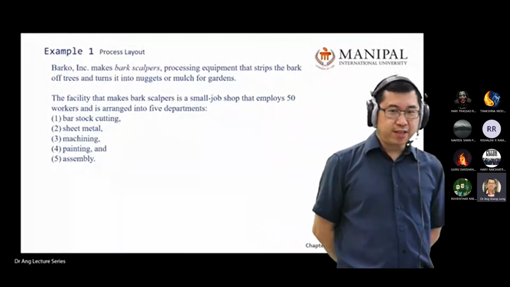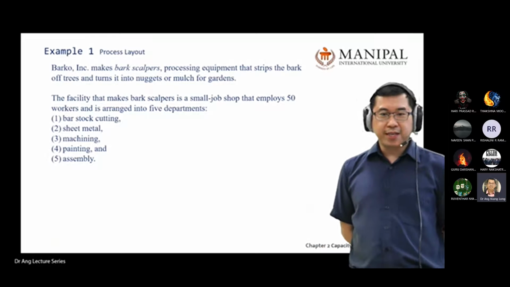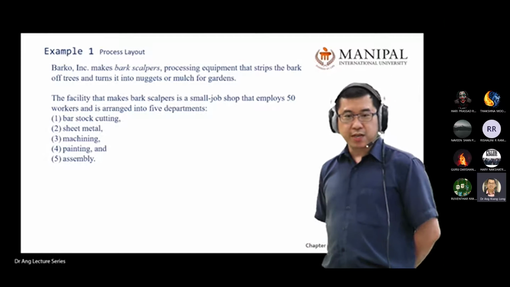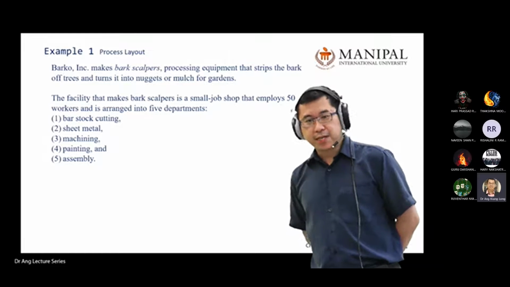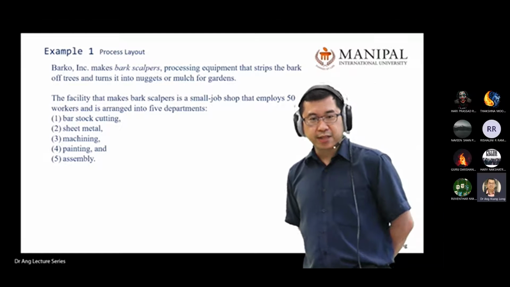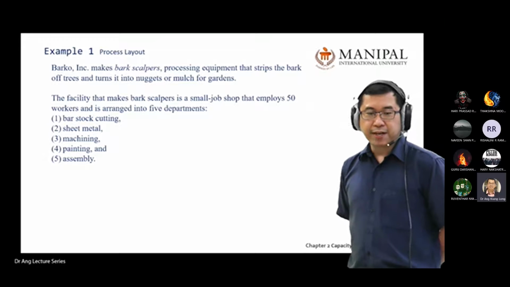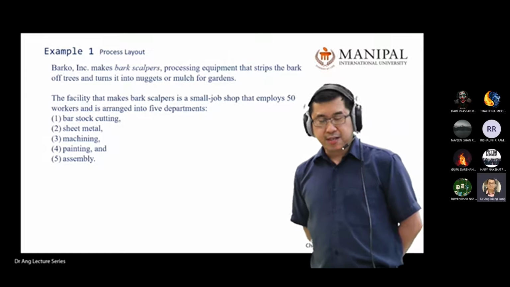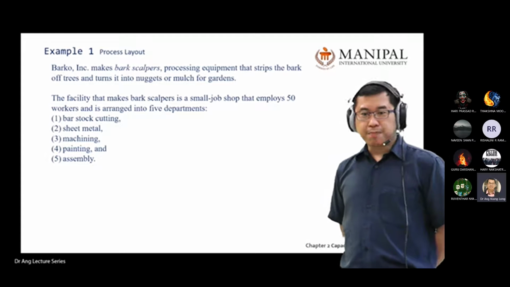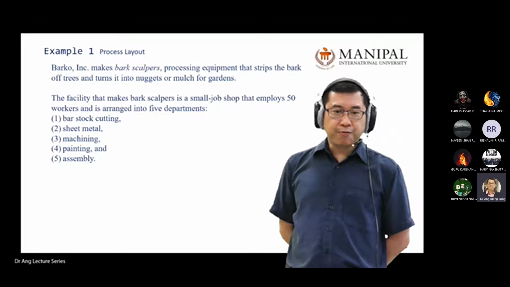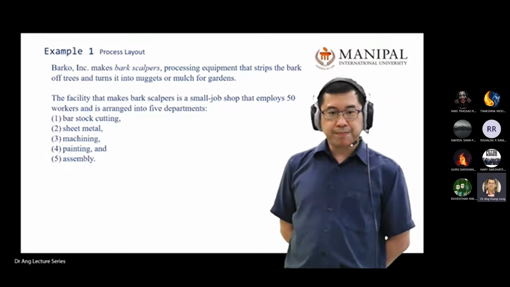Try to read the statement that you have here. A certain company, so-called Barco Incorporation, makes bug scrapers, processing equipment that strips the bugs off trees and turns them into nuggets or mulch for cartridges. There are a few processes inside the facility to assemble the bug scraper. It's a small shop that employs only 50 workers, arranged into 5 departments.